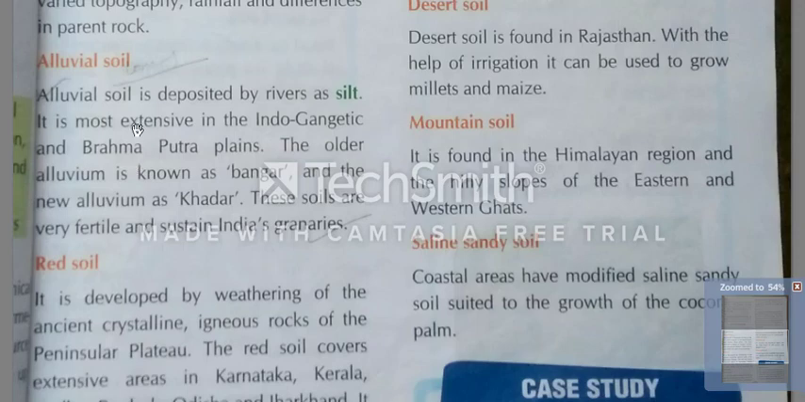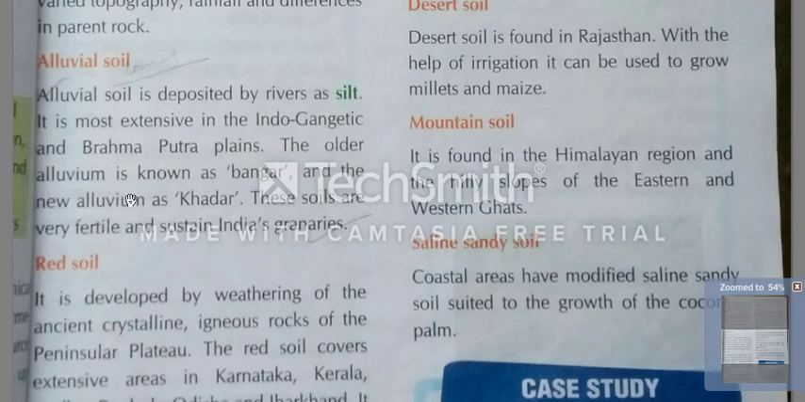And here we have seen a new word, extensive. What is the meaning of extensive? Extensive means vast. V-A-S-T. Vast means फैला हुआ है, विशाल, बड़ा, big part. Most extensive place is found in Ganga Brahmaputra plains.